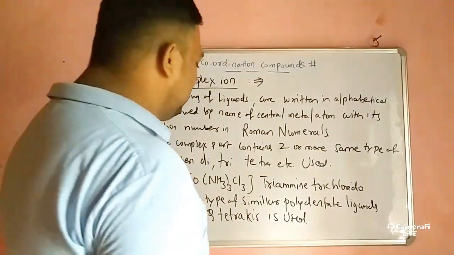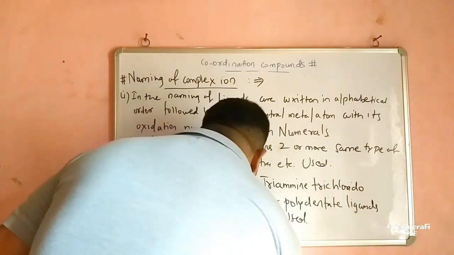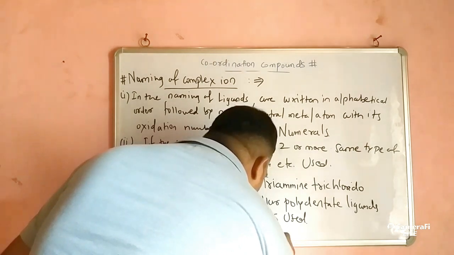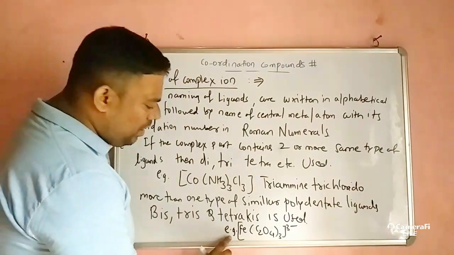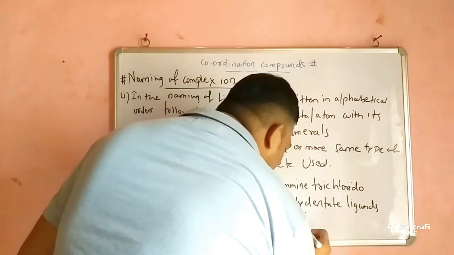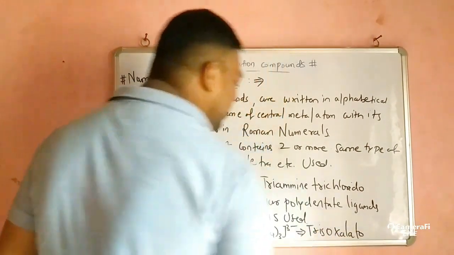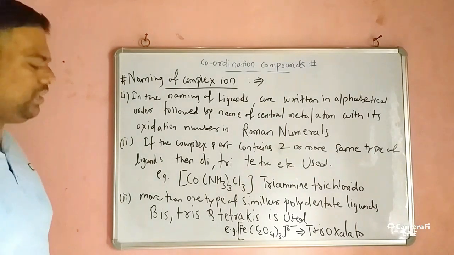So we will discuss an example. Suppose I write here Fe(C2O4) thrice, 3 minus. So how will I write it? I will write tris, because three are there, tris oxalato. Understood? Tris oxalato, I will write simply. I hope you understood all this.